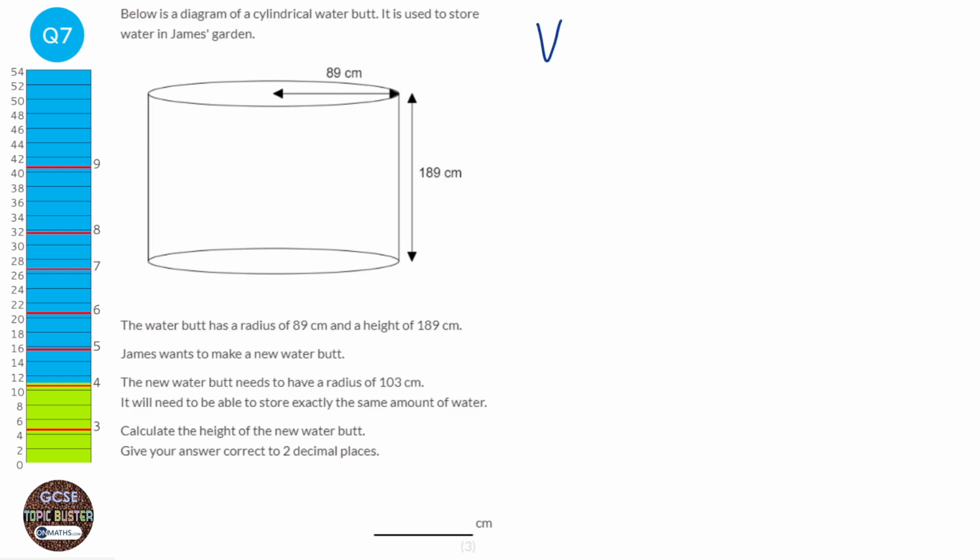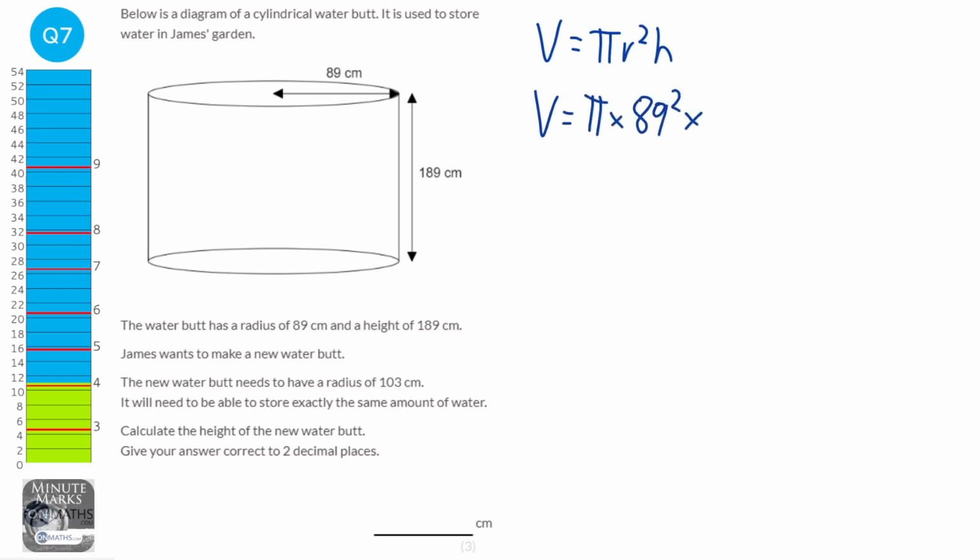So first thing to realise is that the formula for the volume of a cylinder is pi r squared h. So what we need to do first of all is work out the volume of the water butt that James currently has. So we're going to do the volume equals pi times the radius, which is 89 squared, times the height, which is 189. And when we do that, we get 1497069 lots of pi. And I'll keep this in terms of pi just for simplicity.